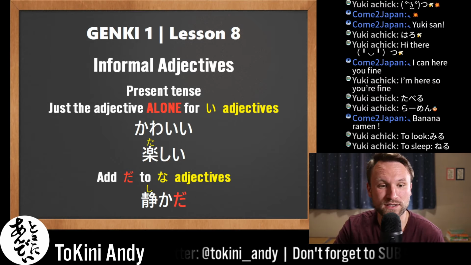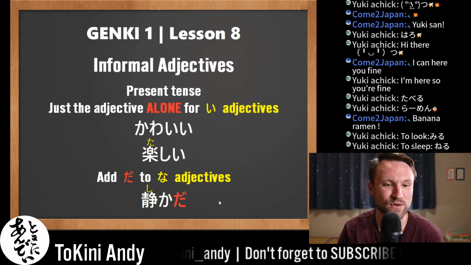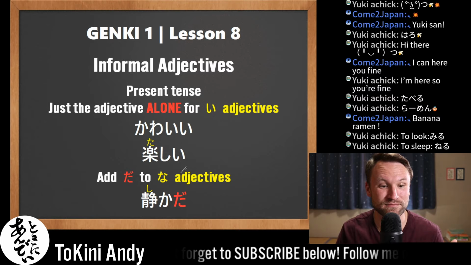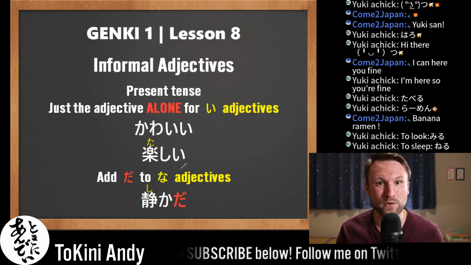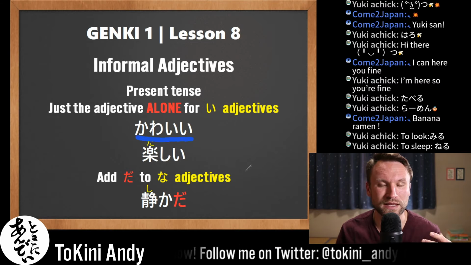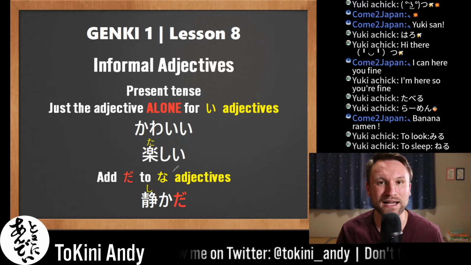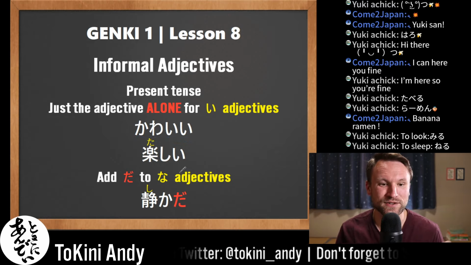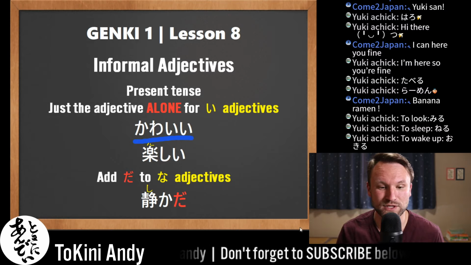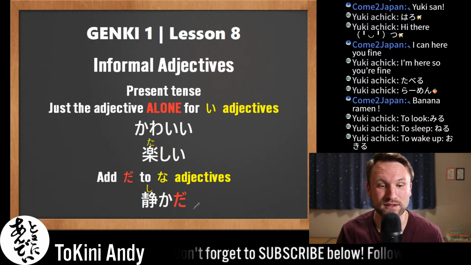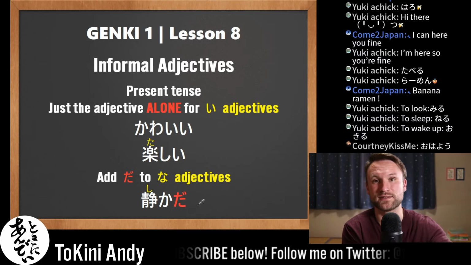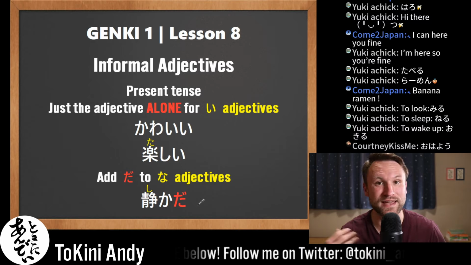So with that said, we're going to move on to informal adjectives. So the present tense, just for the adjective alone, for the informal conjugation, is just the adjective itself. So you may remember when we covered adjectives a couple weeks ago, that for the formal usage of it, you would say kawaii desu, right? But if you're just using informal conversation, you could remove the desu and it stays as kawaii, which is cute, right? Or tanoshii, which is fun. Tanoshii, right? You don't need a desu. So if you just say tanoshii, it just means it's fun, right? You don't need any desu or anything like that.